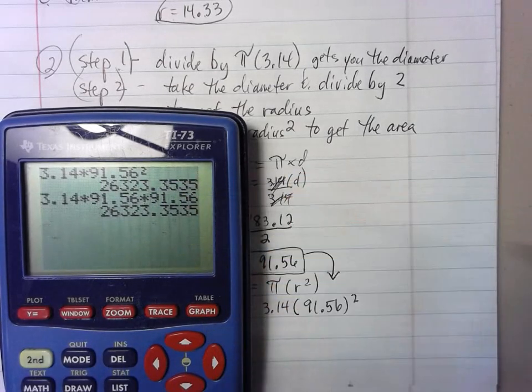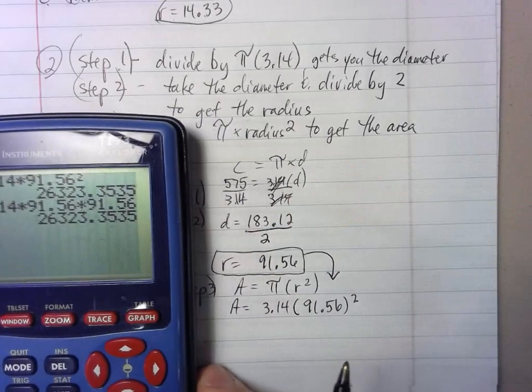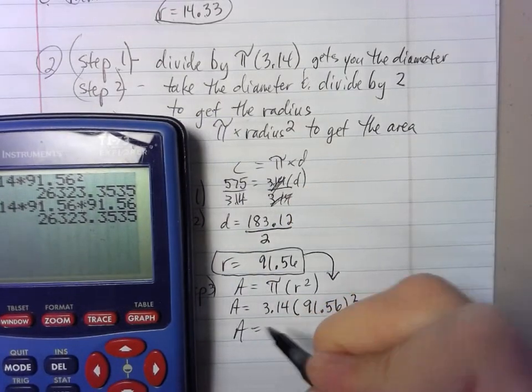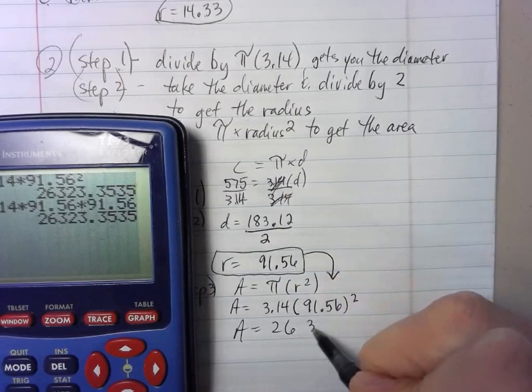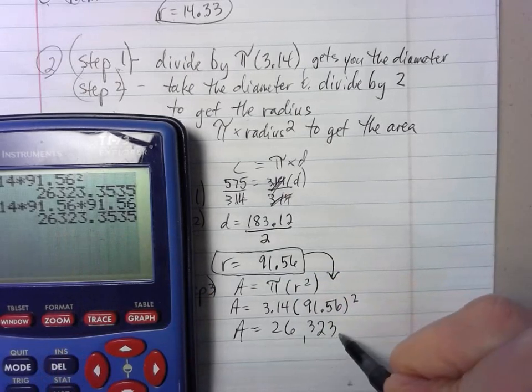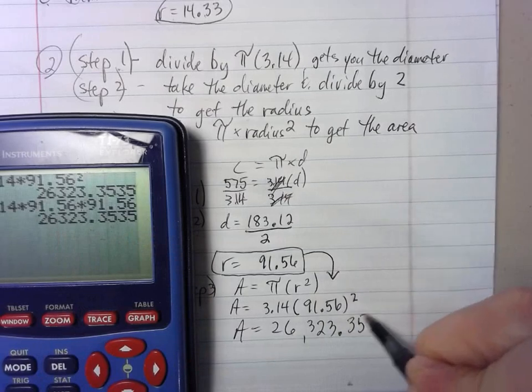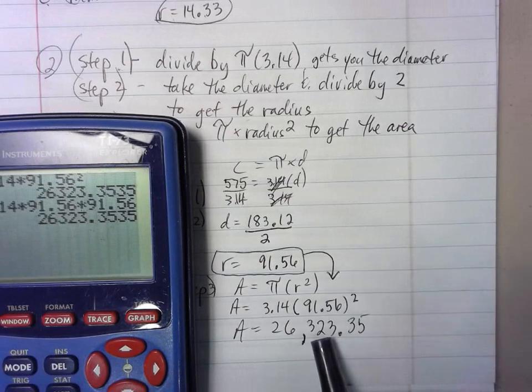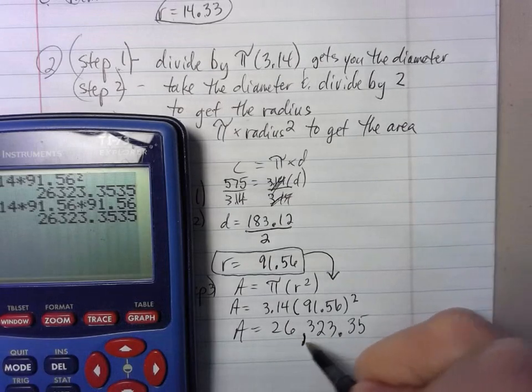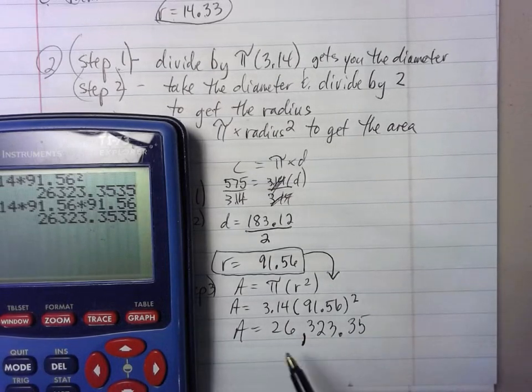Alright, you can see the answers are both the same. So the area for this circle is 26,323 and 35/100. Now when you type this in on your answer sheet, don't put the comma in there. I'm just writing it down here for now, but don't put the comma in when you type in the answer.